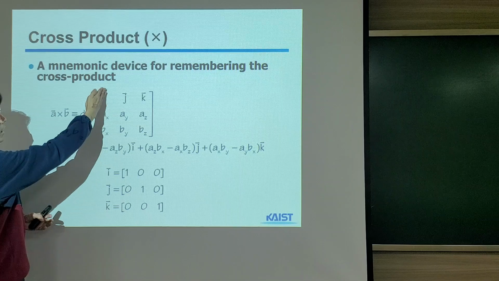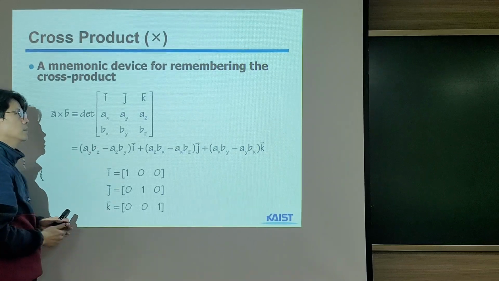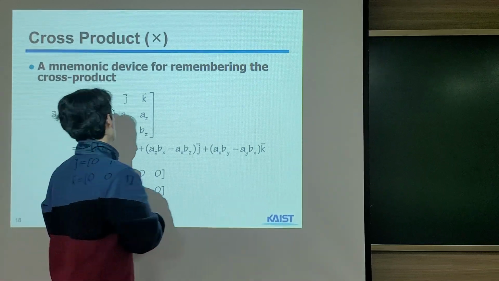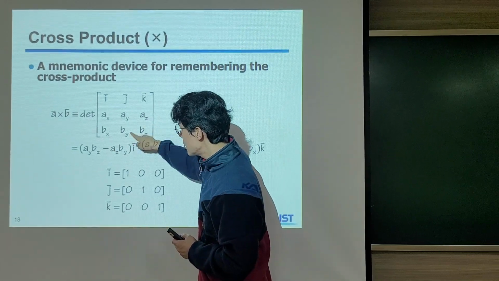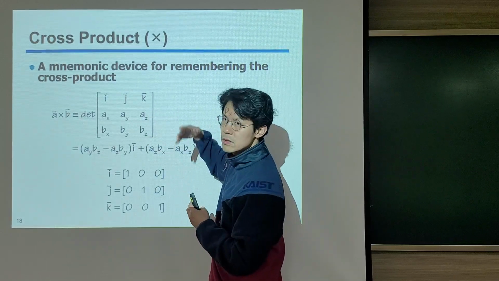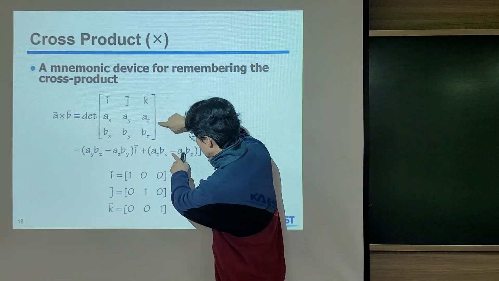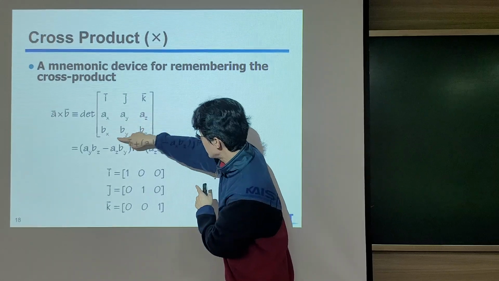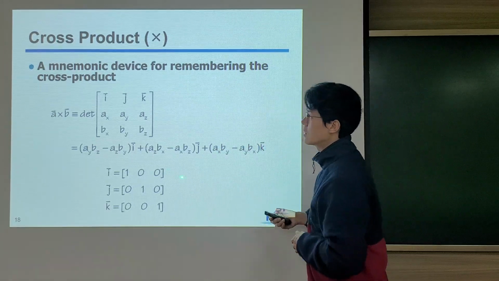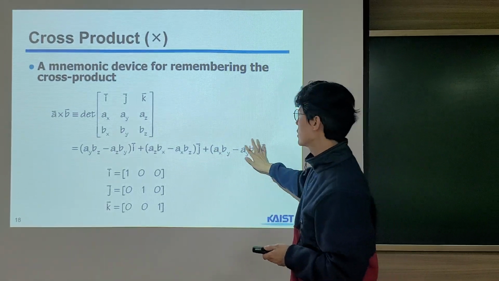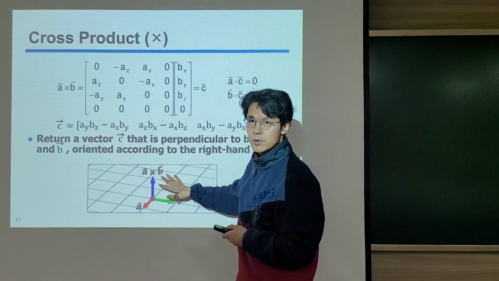Then first we pick this component, and take out its row and column. Then we multiply AY and BZ, and take the minus of AZ and BY, with this i vector, and then we keep doing that. For the next one we take out this row and column, then AZ with BX minus AX with BZ, multiplied with the j vector, and so on. Then we can compute this cross product. This is the algebraic equation, along with the simple geometric interpretation.